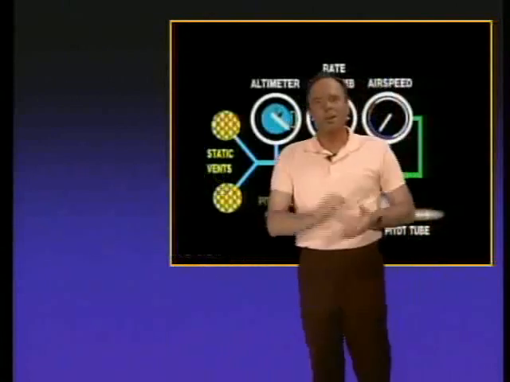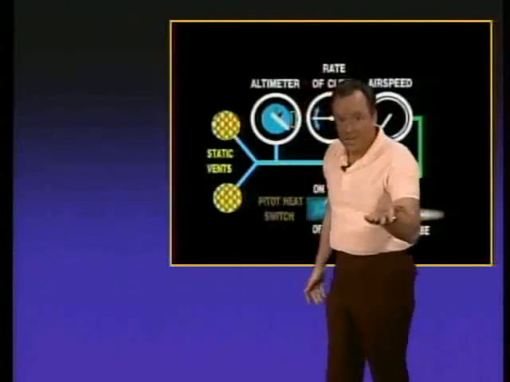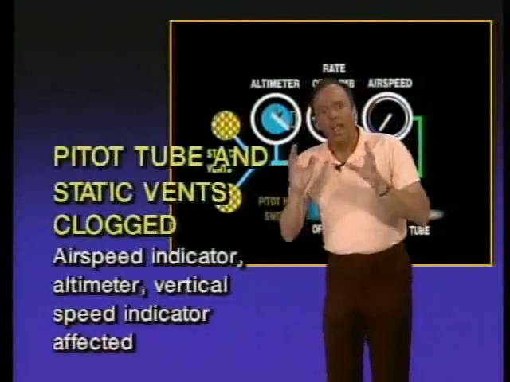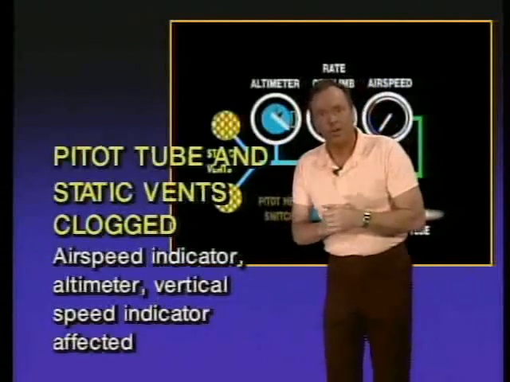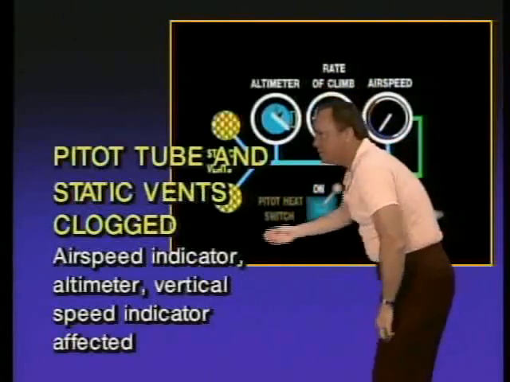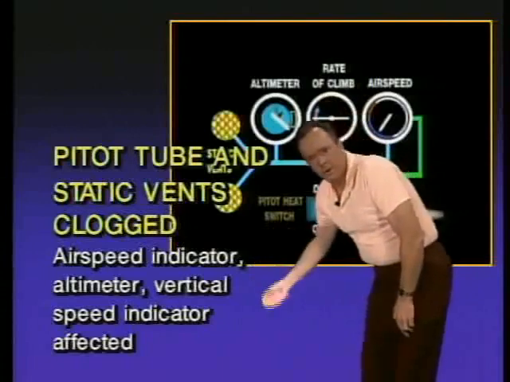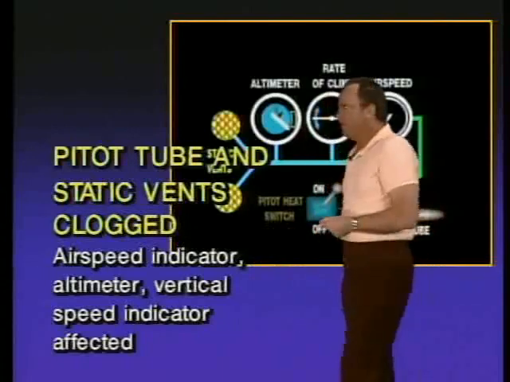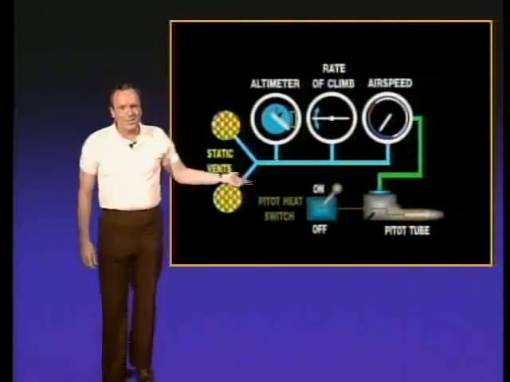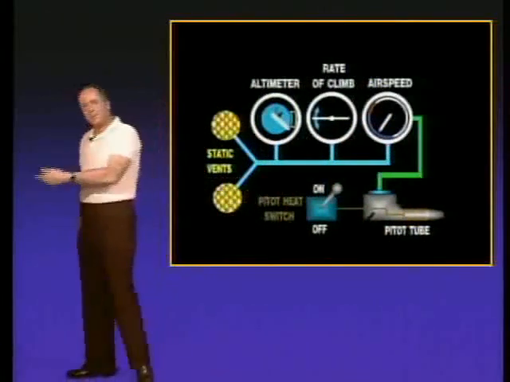And the final question they're going to ask you about this, same answer, they're going to say, let's assume both the pitot tube and the static system vents become clogged. Which instruments would be affected? And those same three instruments, the airspeed indicator, the altimeter, and the vertical speed indicator, would be affected. So now, with this information, you know everything the FAA is going to ask you on the FAA written exam about those three instruments.